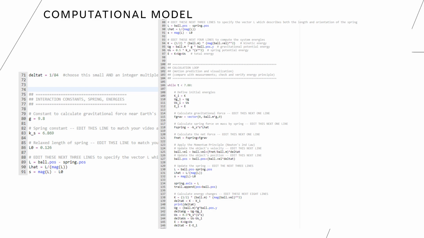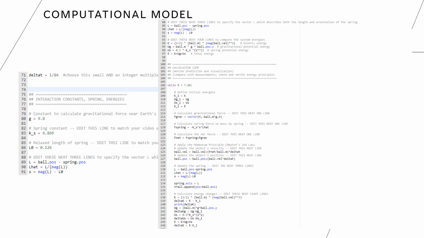Computational model. So here's some of the data that we use for the computational model. I changed delta T, I changed the spring constant and the relaxed length of the spring. I edited several lines to calculate L hat, and S.